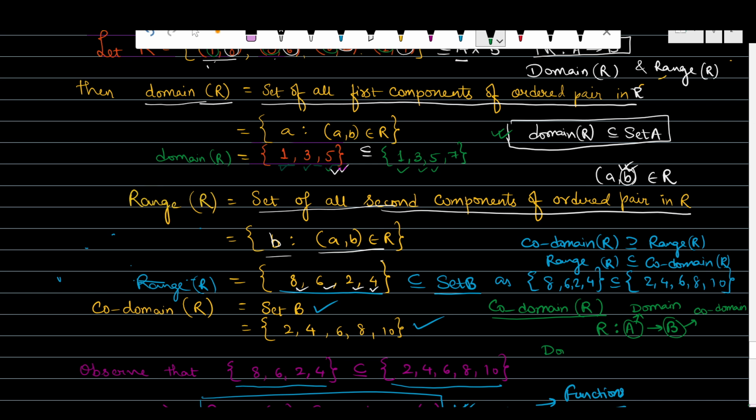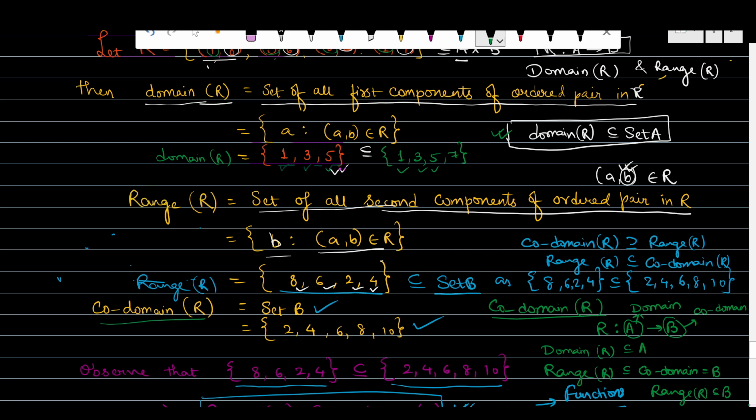Okay, we have seen that the domain of R is a subset of A. Similarly, you can see that the range of R is a subset of the codomain. Here the codomain is set B, which means the range of R is a subset of set B. I hope this is clear to you.